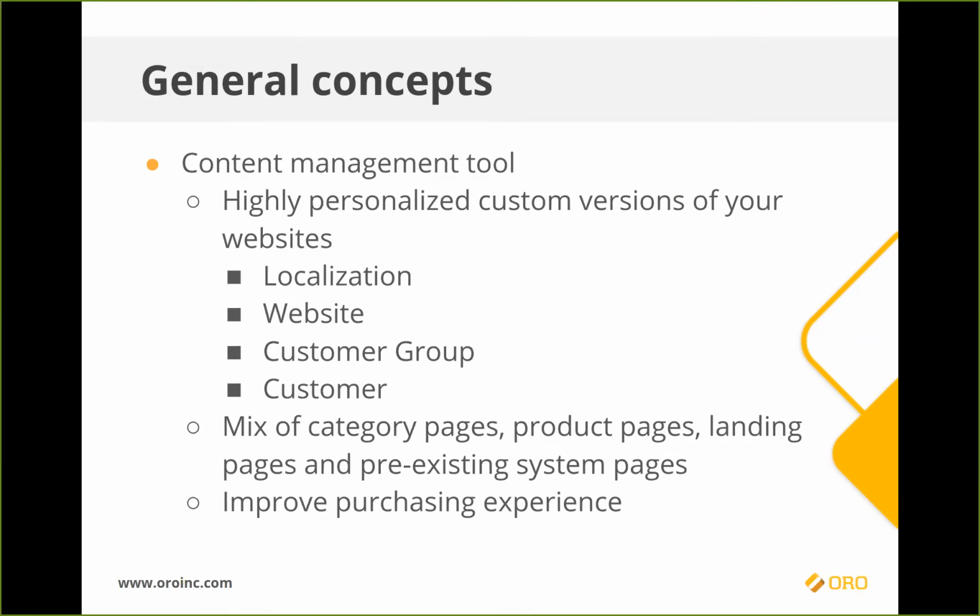In the web catalog, you may have a mix of different types of contents. By default, OroCommerce supports 5 types of content. These are category pages, product pages, landing page, pre-existing page, and product collections. And because of that, it provides you an improved purchasing experience because you can show customer exactly what you want and tell him to use appropriate pages for the appropriate purposes.